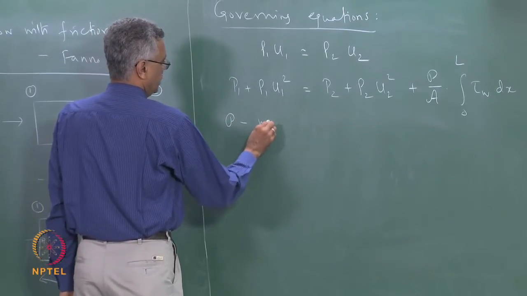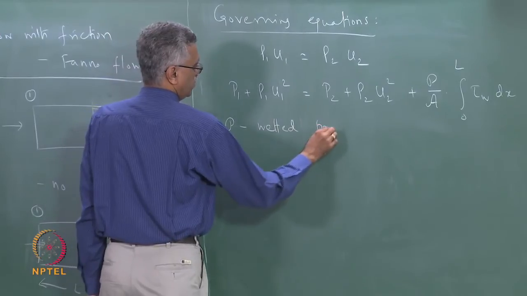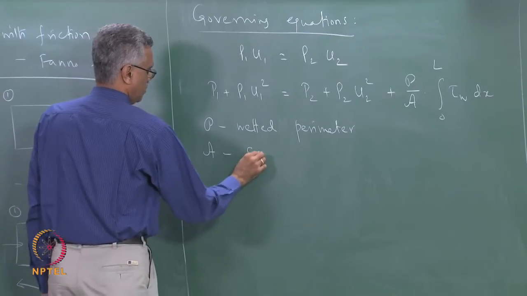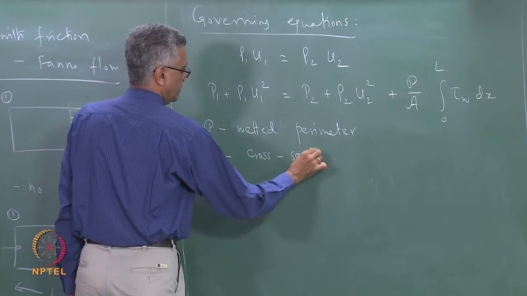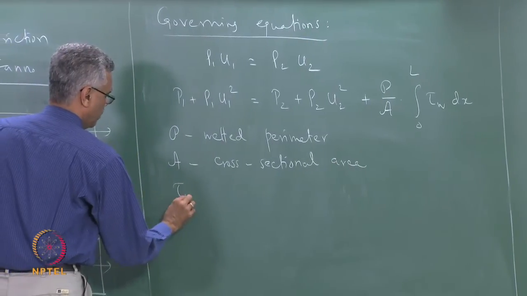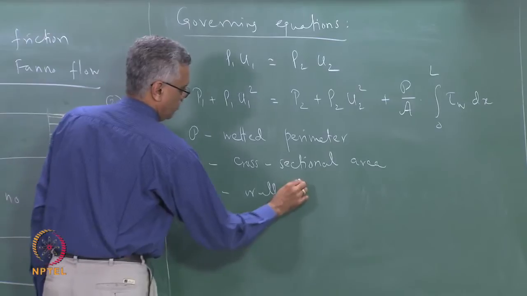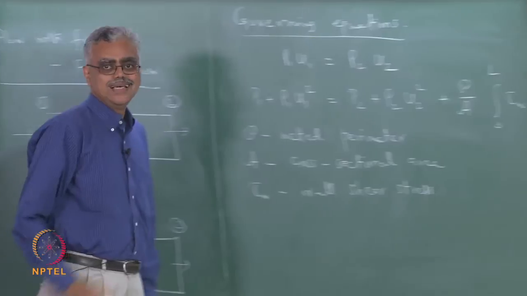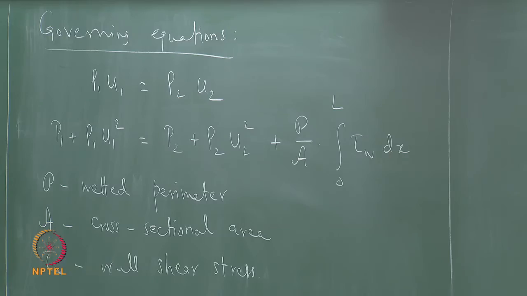So, let us write down all these quantities. P is the wetted perimeter, A is the cross sectional area, and tau wall is the externally applied wall shear stress. Remember, we are applying this stress externally. In the real case, this would automatically come out because of the viscosity of the fluid, but now we are modeling it and exerting this externally.